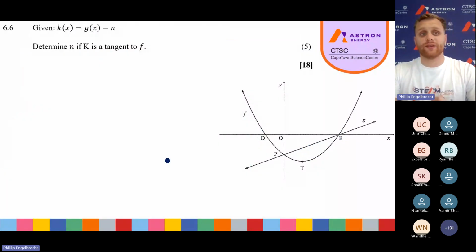So it says it's given that k of x is g of x minus n. Determine n if k is tangent to f. Ooh.